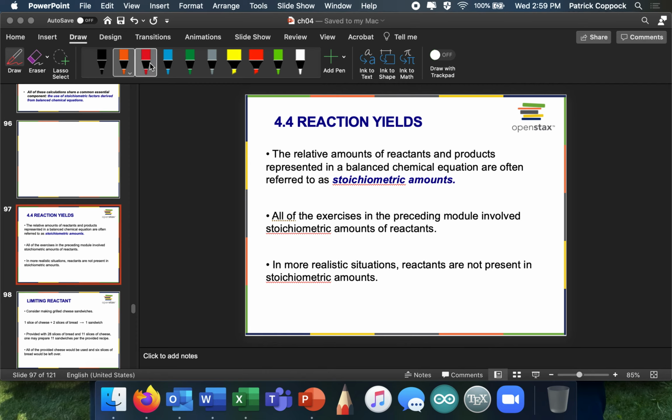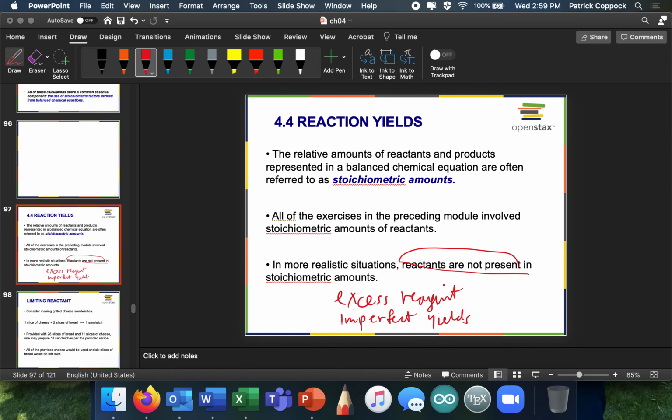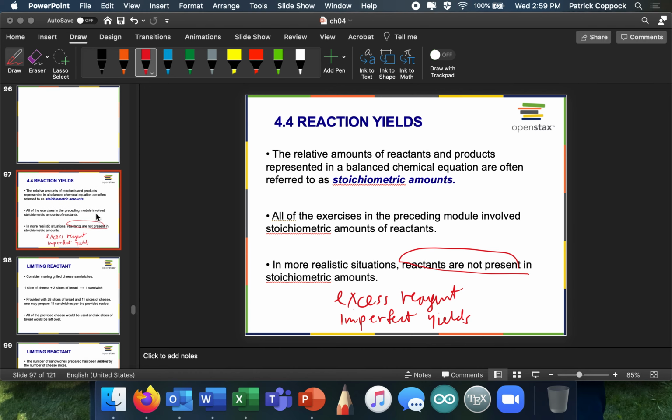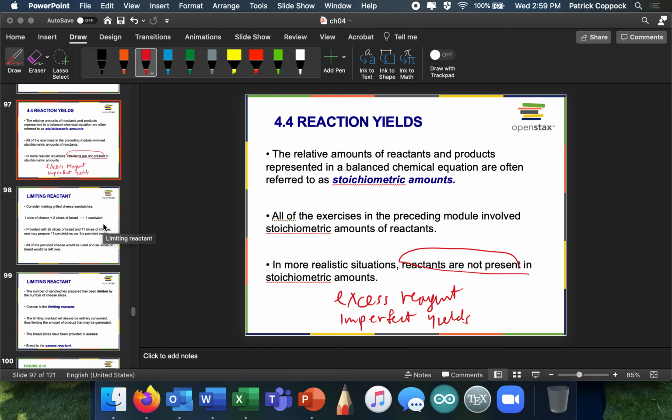But more commonly, reactants are not present in stoichiometric amounts. We actually add one reagent in excess, and also we have imperfect yields, right? So reactions don't give everything that we hope they would give. Okay, so we're gonna think about this in terms of something from real life.